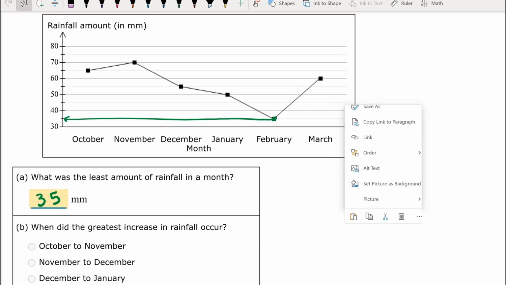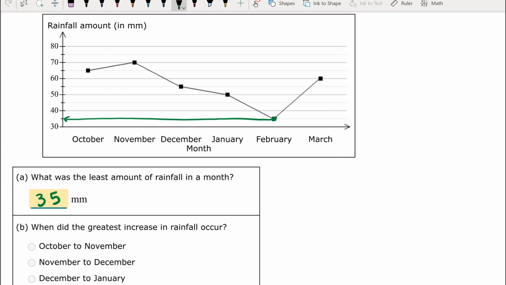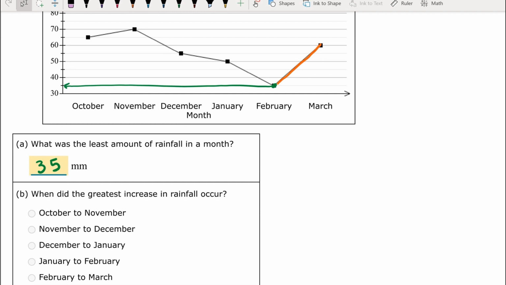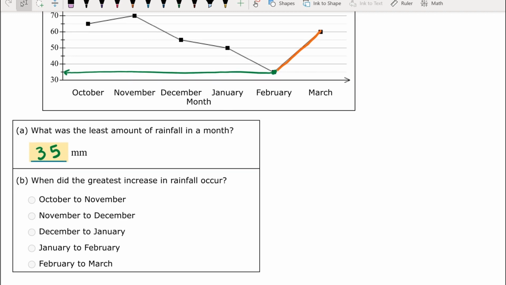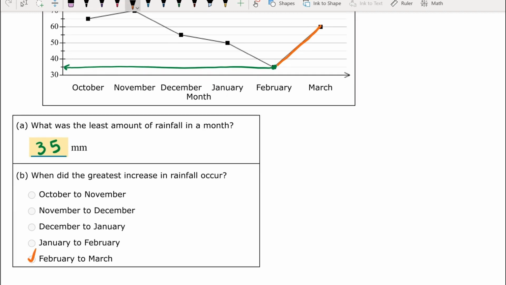When did the greatest increase in rainfall occur? So the greatest increase, which means the amount is increased, has to be in a steep slope. So the month that increased the most is from February to March, because that is the steepest slope. February to March. That's it.